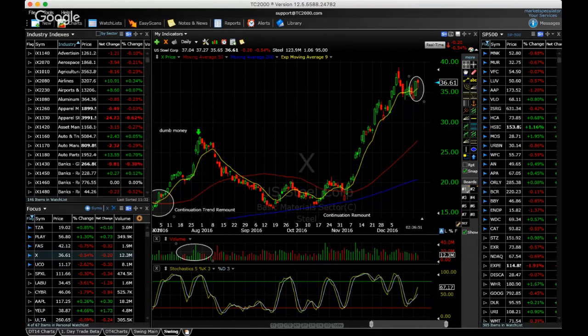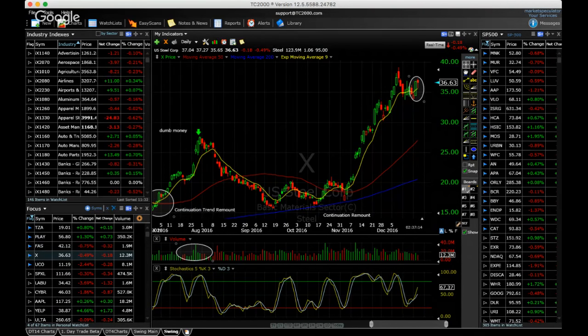We're talking about how to trade continuation patterns, and we're going to use our live trades in X, which is a steel stock, and FAS, which is the leveraged ETF for financials, three times the leverage of the regular financials ETF. So let's take a look at X here.